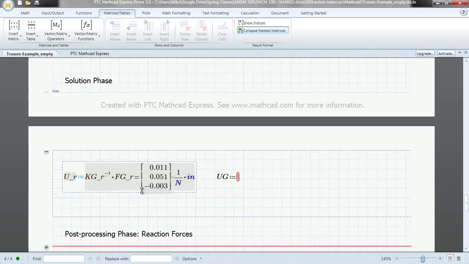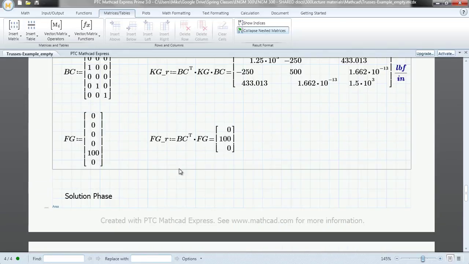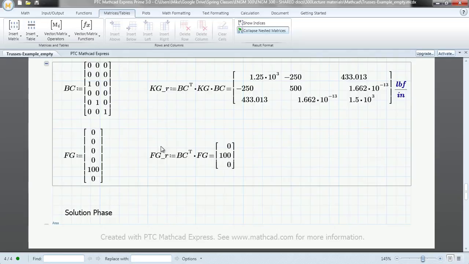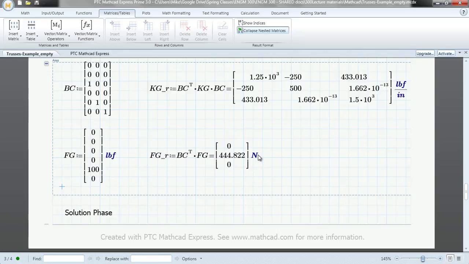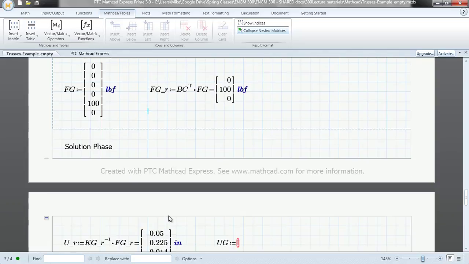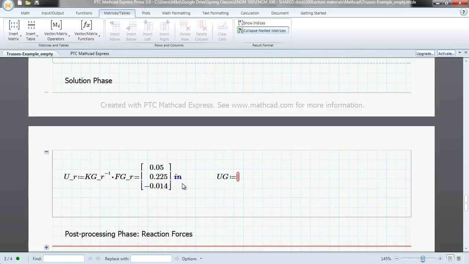Let's see what happened here. Oh, I forgot to label these up here. Make sure I add this up here. We need a label for units on the force. So I'm going to click just outside the matrix there. You see it blinking there. So call that pound force and enter. See, this updates to newtons. We'll fix that to pound force. And sliding down here, that fixed itself right up. So that's in inches. Good. All right, so making sure we have units all the way through.